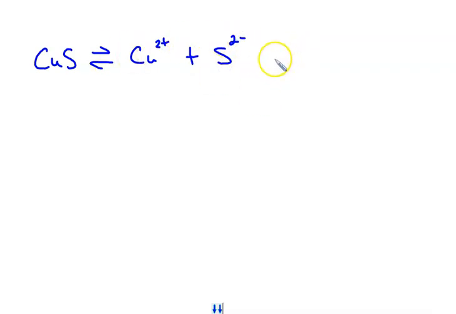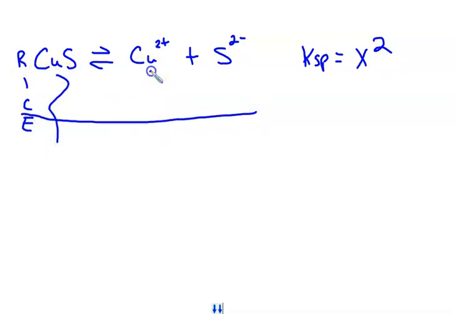Alright, so I've got CuS, copper(II) sulfide, makes copper ions and sulfide ions. I won't worry about putting the aqueous. This is solid, those are aqueous. Can you see that we have two particles? If we have two particles, remember what the Ksp is? Ksp is going to equal x squared. We could do a RICE equation, you could see it. So can you see that we would have x, x, and x squared would equal Ksp.